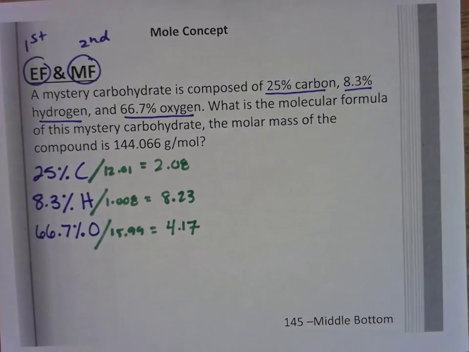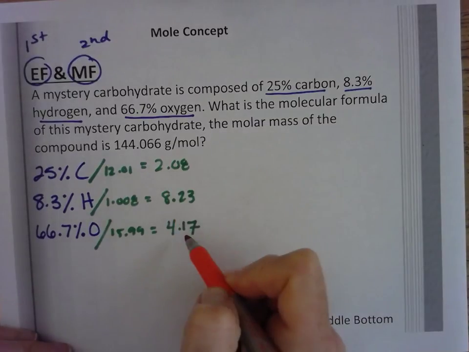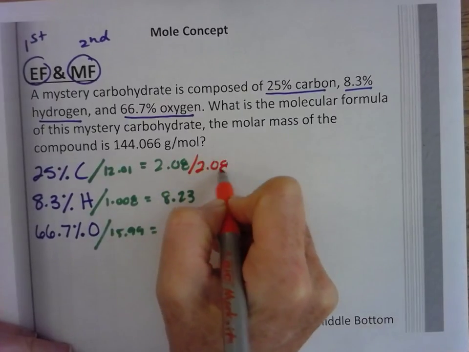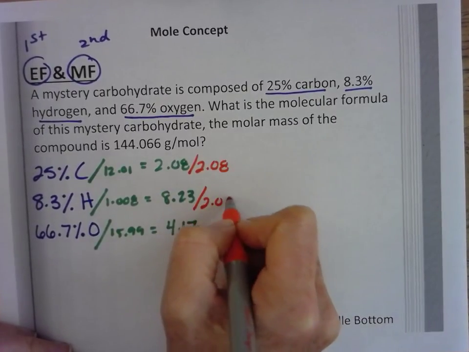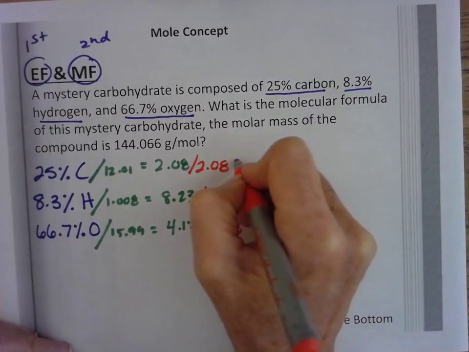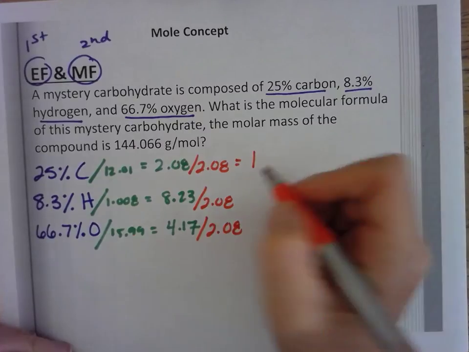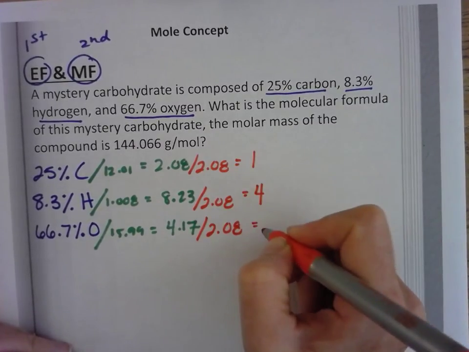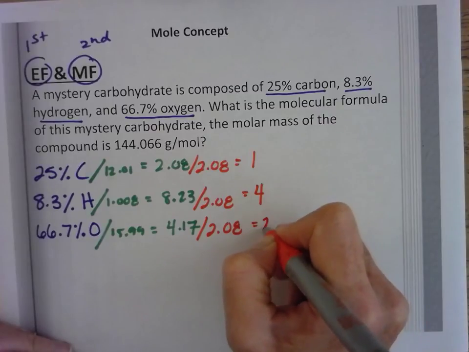The second step is to divide by the smallest, and again I'm going to use a different color for that. So I look at these and decide which one's smallest, and 2.08 is. So I'm going to divide everything by 2.08. Now here I need whole numbers. That is clearly a 1. This one turns out to be 4, and I want whole numbers here. And this is a 2.